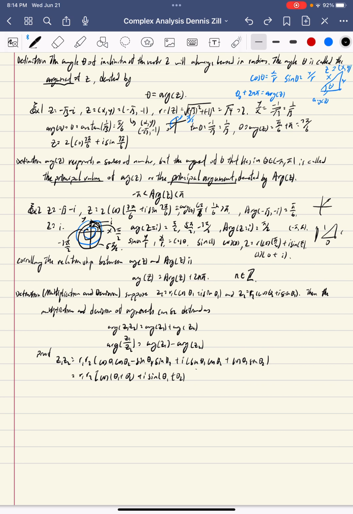Right, you have something like this. Sorry. I think it would be better if I draw the figures. This is Z2, and you have Z1. This is theta 1, this is theta 2, right?